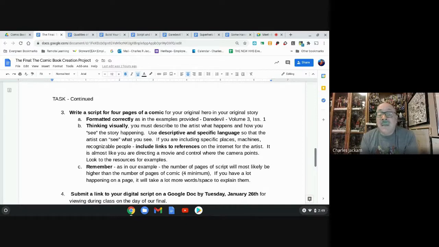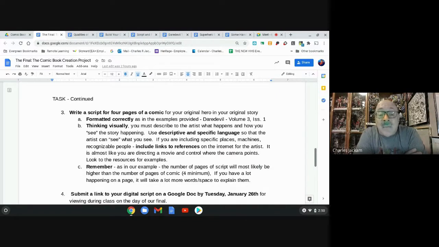If you're including a specific place like the Statue of Liberty or Times Square, include links to references on the internet for your artists. You want them to see, and you're going to suggest how you want them to see it. More about that when we talk about the anatomy of a comic book page. It's almost like you're directing a movie, and you can control where the camera goes. So we have lots of resources for you.